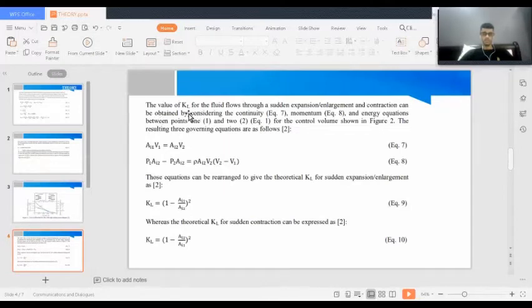The value of loss coefficient for the fluid flows through a sudden expansion and contraction can be obtained by considering the continuity from equation 7 and the momentum from equation 8 and energy equations between point 1 and point 2 from equation 1 for the control volume shown in figure 2. The resulting three governing equations are as written below here.